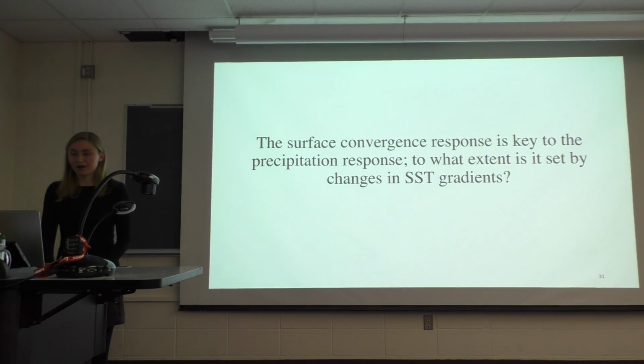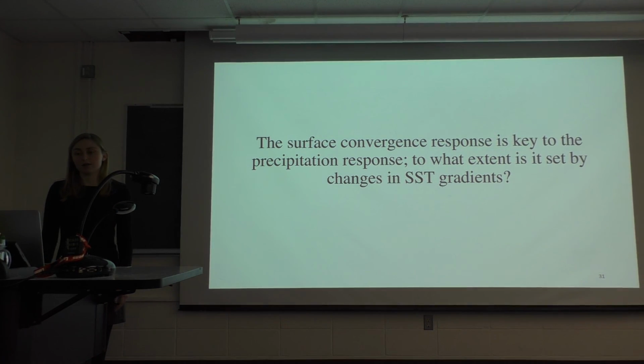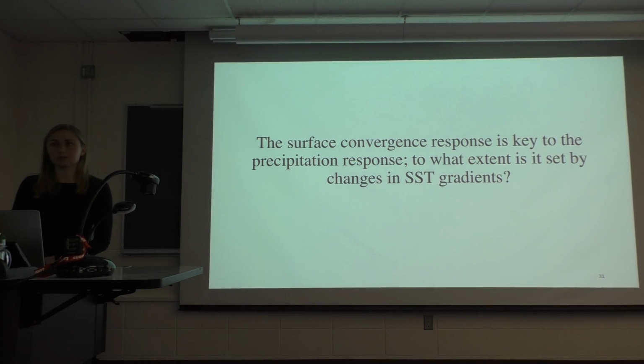Okay, so the surface convergence response to climate change is so important for the precipitation response, so we're going to study it more. We're going to just spend more time on this surface convergence response. And in particular, we want to know how well it's related to SST gradients, right? I mean, that's been the idea in the control climate. And so we look at that more.